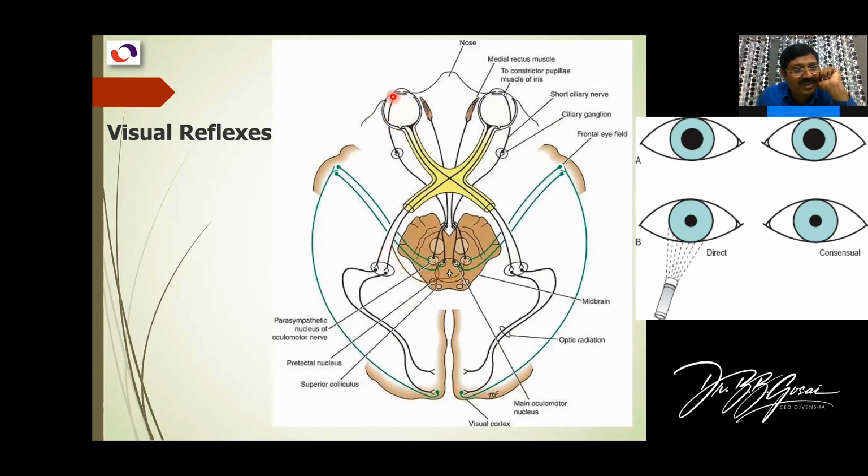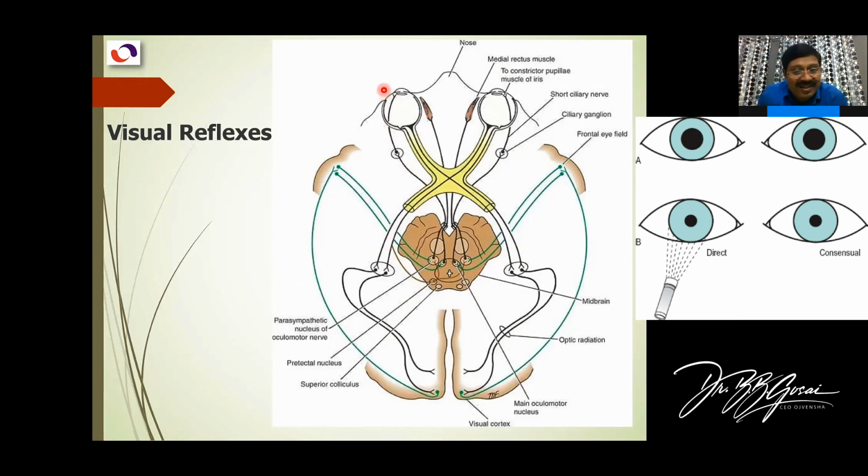Then the fibers travel in ciliary nerves and go to the sphincter pupillae muscle here. Once you throw the light, the sphincter pupillae muscle will contract and the pupil will become narrow. We call it the pupillary reflex because I threw the light on one eye and I can see the contraction of the pupil on that eye. We call it the direct light reflex, or direct pupillary reflex.